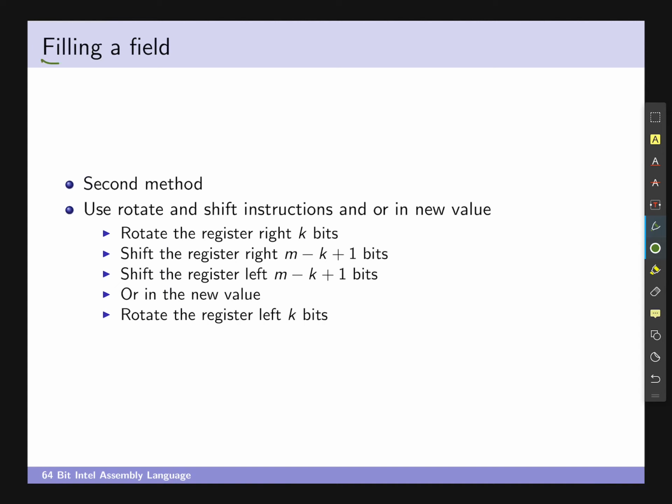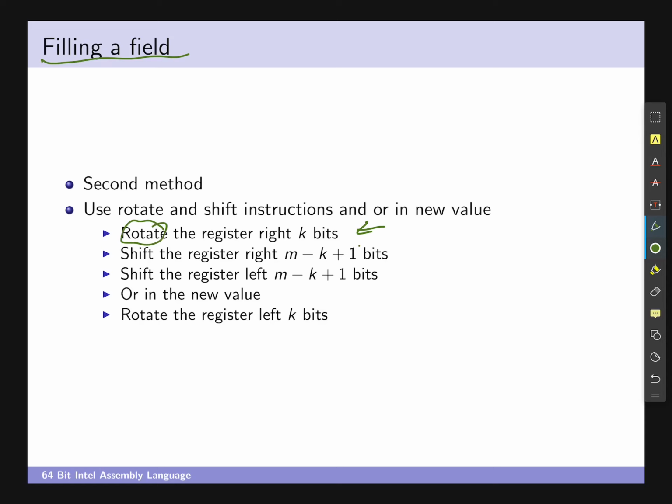So again, we want to fill in a field, same as before, but we're going to do it using our new rotation operator that we got before. I'm going to start by rotating the register right k bits. This basically will get the lower order bit of the field I wish to replace as the lower order bit. But because I've rotated, I've not lost any data. All the lower order bits are just currently residing in the higher order bits.